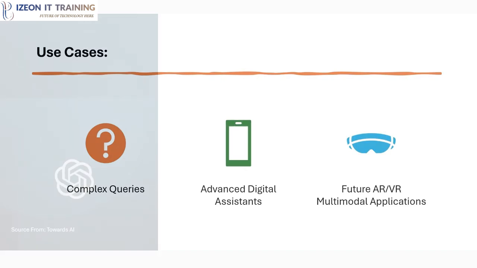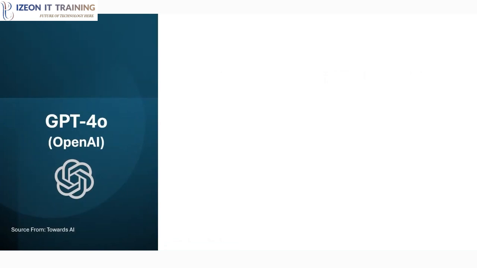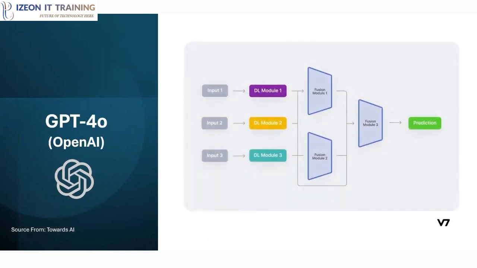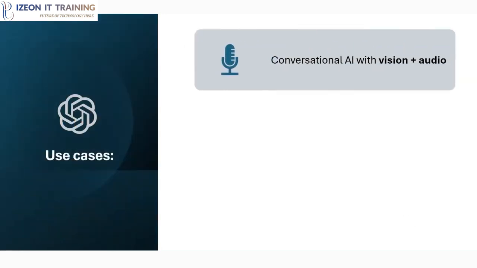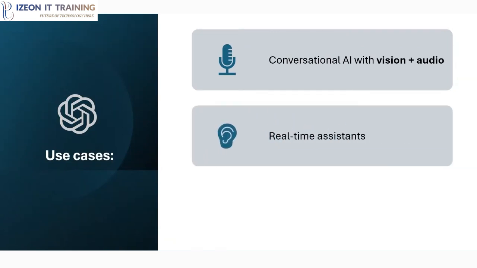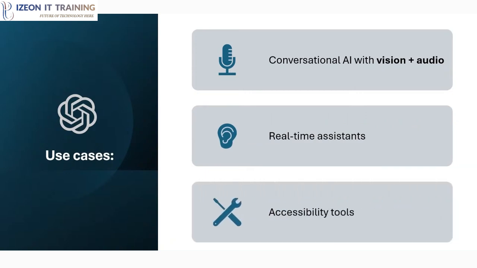The next model is GPT-4o from OpenAI. It's an optimized multimodal model. It accepts text, images, and audio in real time. And it uses fused embeddings and parallel processing for speed. And it works as a true interactive assistant. So here are its use cases. It is used in conversational AI with vision plus audio, and in real-time assistance where you upload an image and get an explanation instantly, and also in accessibility tools. For example, describe surroundings for visually impaired users.